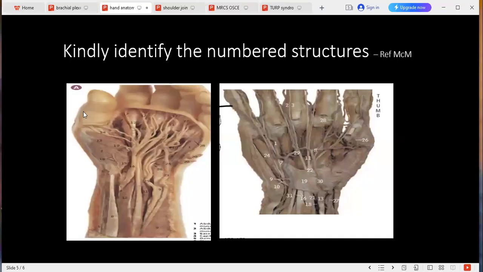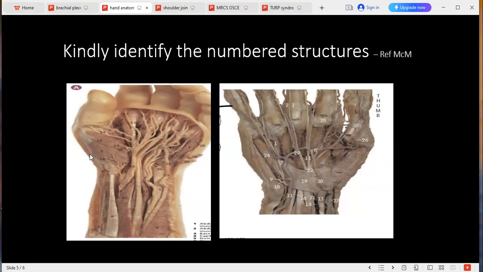And extension is done by the extensor pollicis muscle, which is supplied by the radial nerve. Opposition is done by three muscles: flexor pollicis brevis, abductor pollicis brevis, and opponens pollicis. All three muscles are supplied by the median nerve. Very good. And adduction is done by the adductor pollicis, which is supplied by the ulnar nerve.